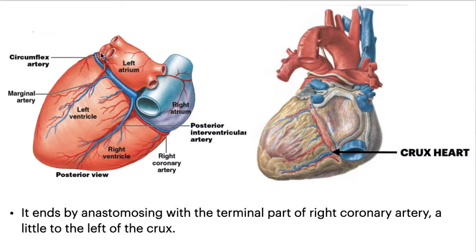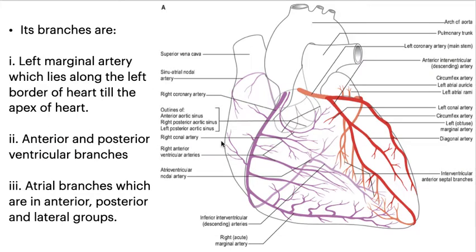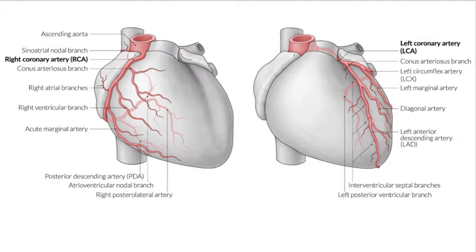Here, it's the left posterior coronary sulcus over here, and it ends by anastomosing with the terminal part of the right coronary artery a little to the left of the crux of the heart. This is the crux of the heart. The branches: left marginal artery. This is the left marginal artery, which lies along the left border of the heart till the apex of the heart. Anterior and posterior ventricular branches, and atrial branches in anterior, posterior, and lateral groups.